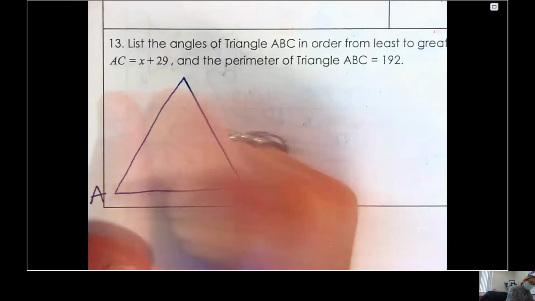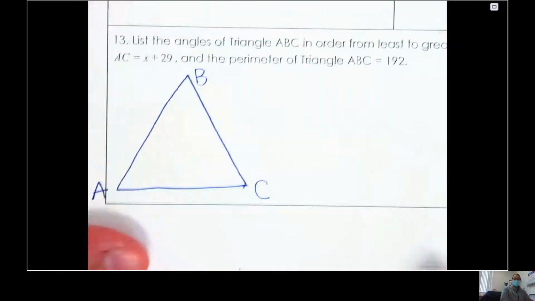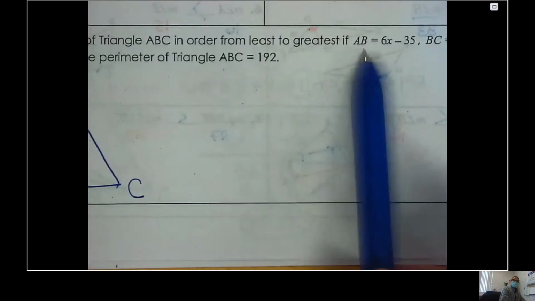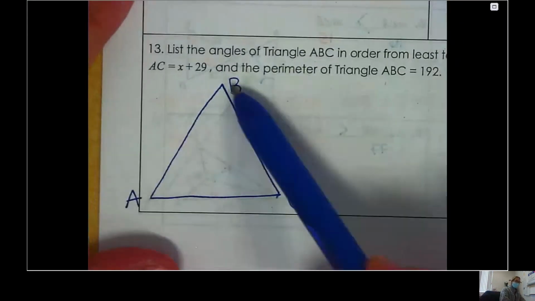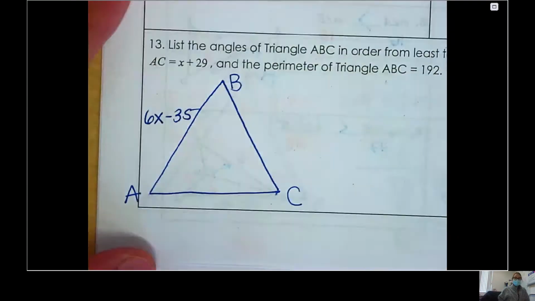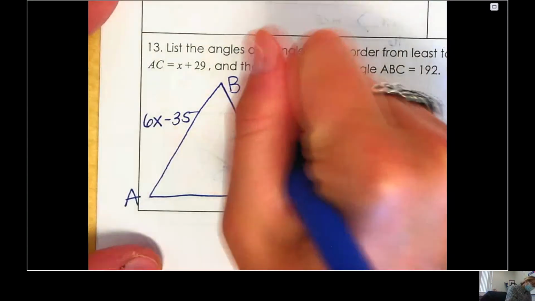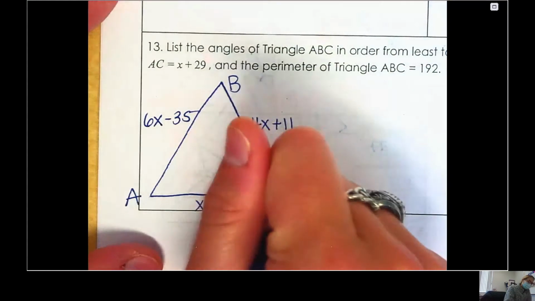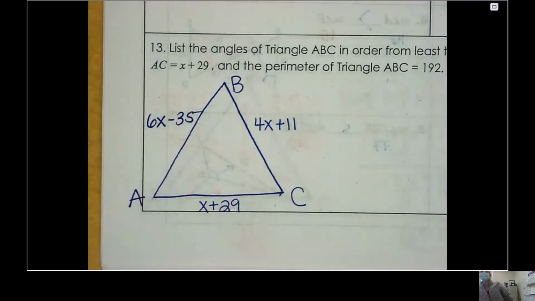So I'm going to put A at the bottom on the left, B at the top, C on the right. Okay, now it wants me to list the angles in order from least to greatest, and then I give you a whole bunch of equations for each side. So we're going to take those equations and mark them in the picture. AB is 6x minus 35, so I'm going to write 6x minus 35. Side BC is 4x plus 11, and side AC is x plus 29. So I'm just taking those equations and putting them into my picture.